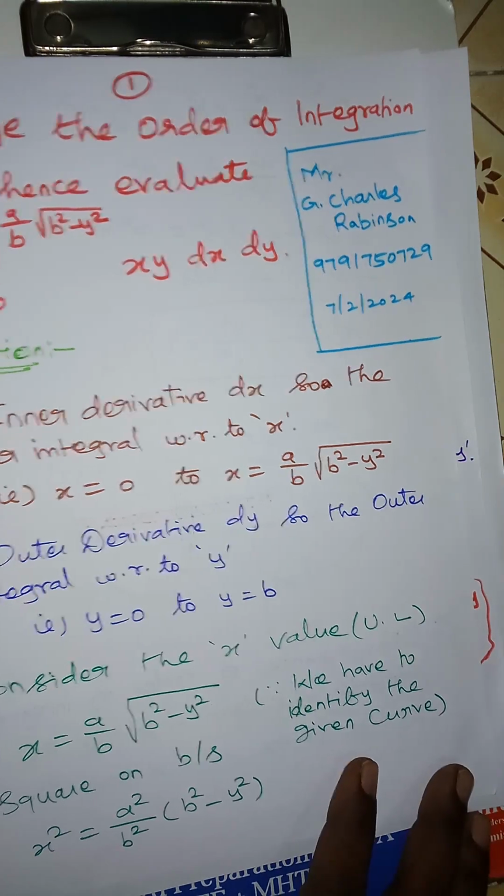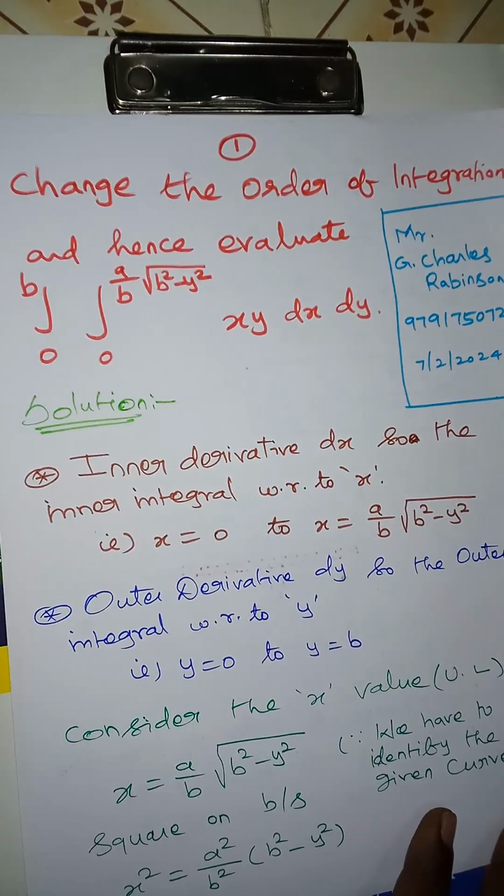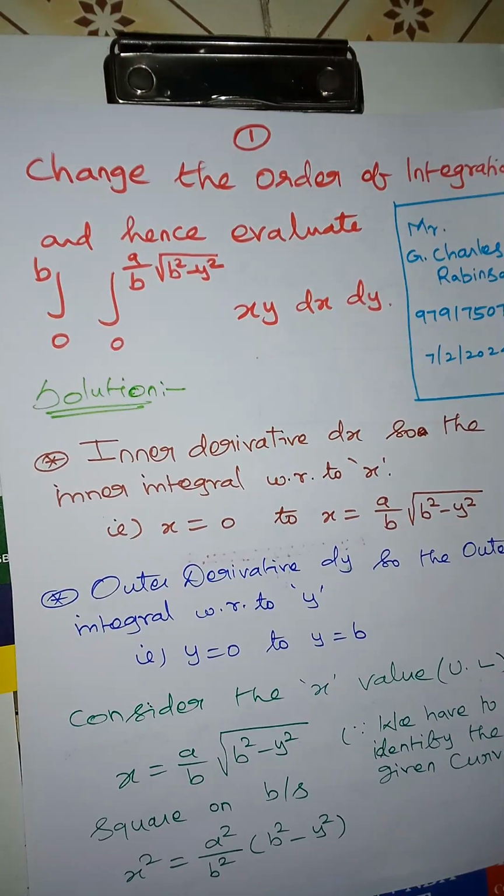Okay, so let us start the problem. The very first problem is: change the order of integration and hence evaluate the integral from 0 to b, 0 to a by b square root of b squared minus y squared, xy dx dy.